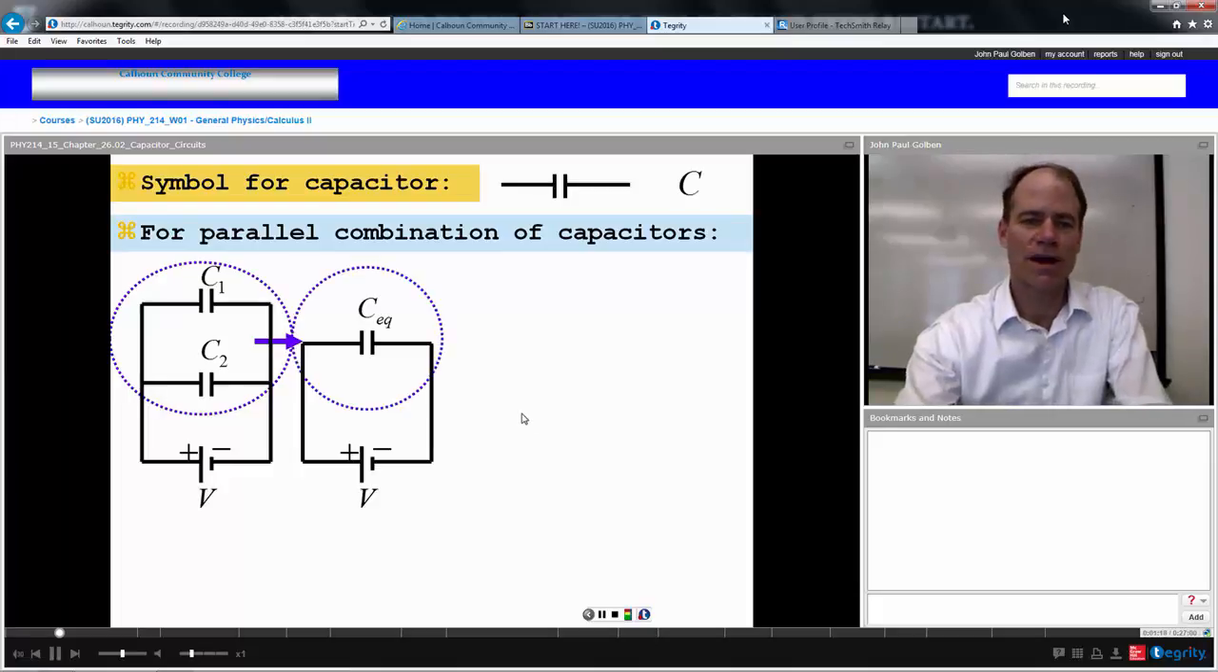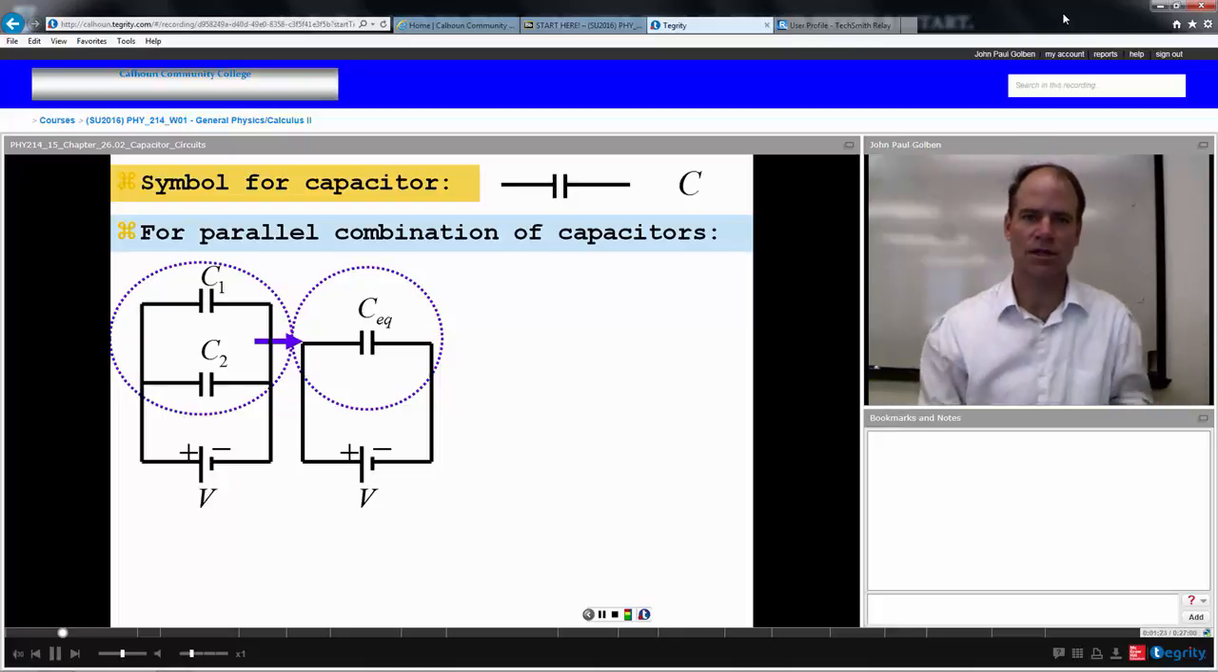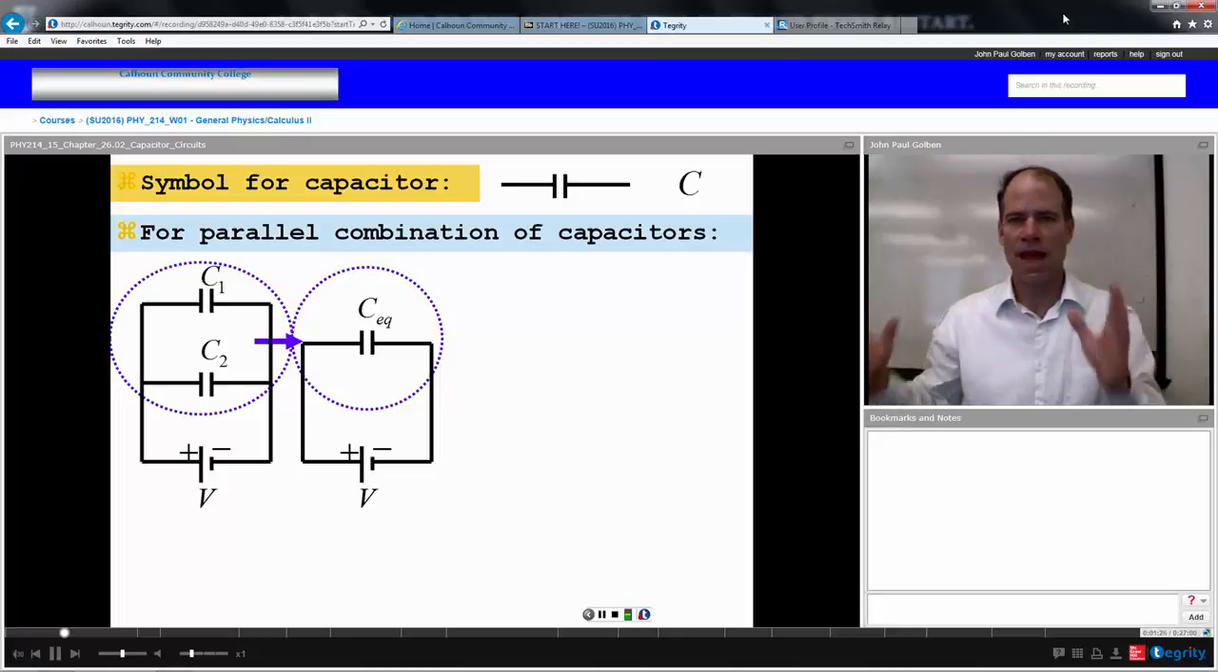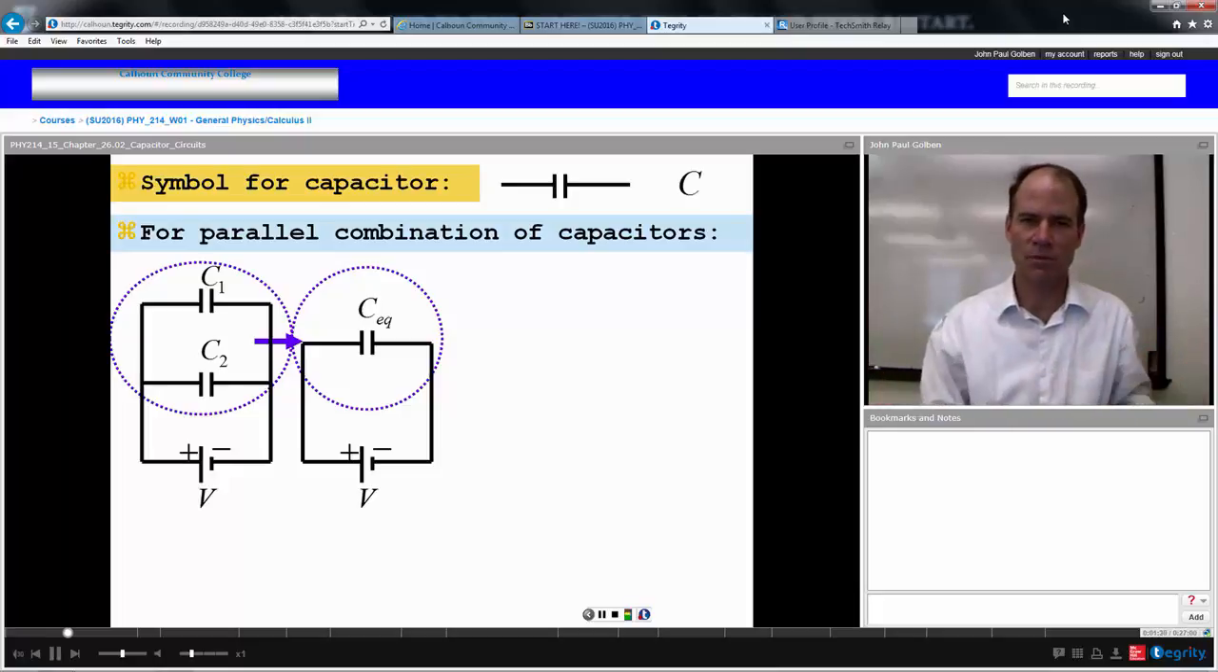Now, if we truly find an equivalent, it should have no different effect on the battery than the original circuit. In other words, the same action of the battery will occur in our equivalent circuit as what happens in our original circuit. That must be our constraint.